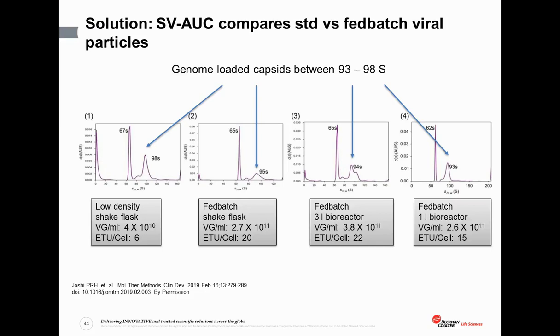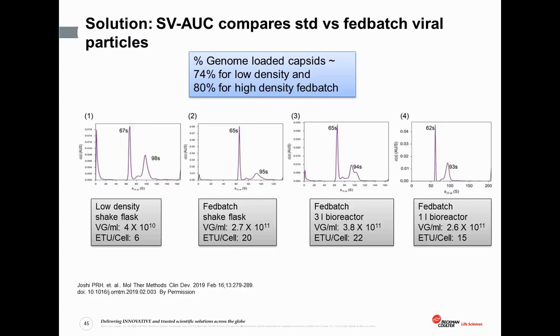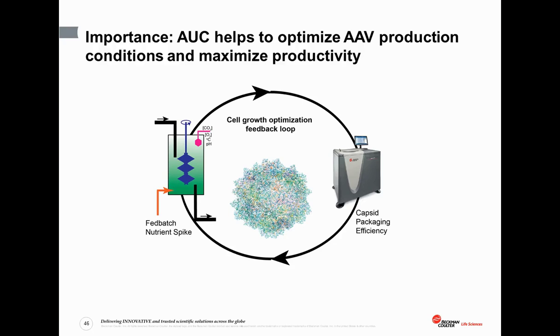And finally, they found that the percentage of capsids which actually have the full genome load is about 74% for low density and about 80% for the high density fed batch. Now, this is a really good result because what it tells them is that the use of high density or fed batch growth process, while it gives you more virus particles, it does not give you more empty virus particles. It gives you largely the same empty-full ratio that you would get with the conventional process, which means that there's really no downside to a high density growth, and a high density growth might be the best way to get the total amount of viral vectors that you really need for a phase 3 trial. So it's important, finally, that AUC helps to optimize AAV production conditions and to maximize productivity.